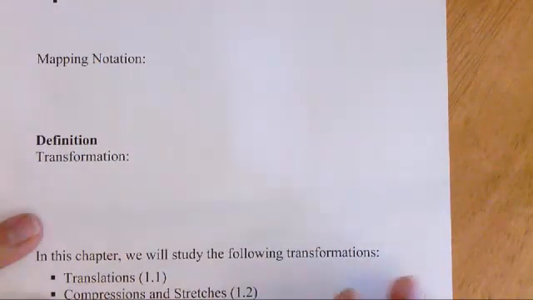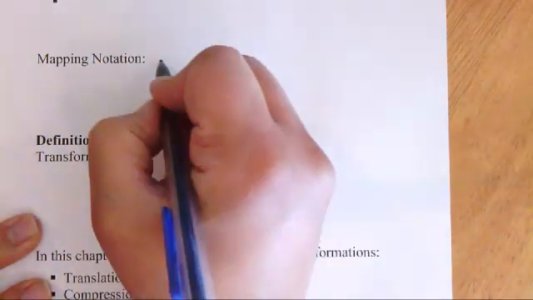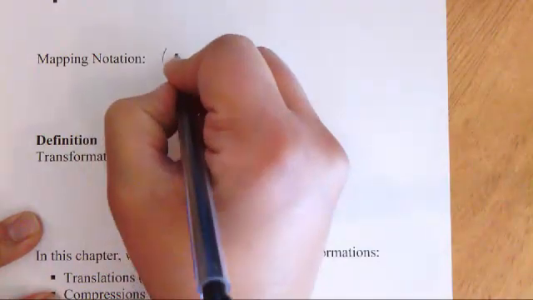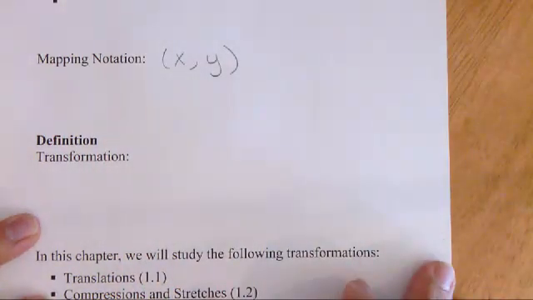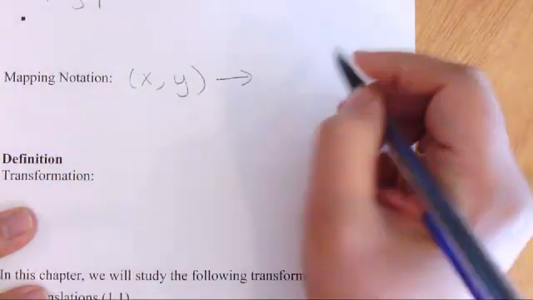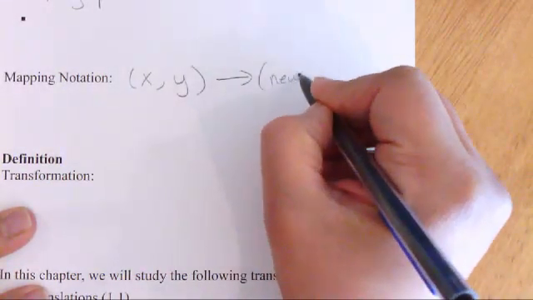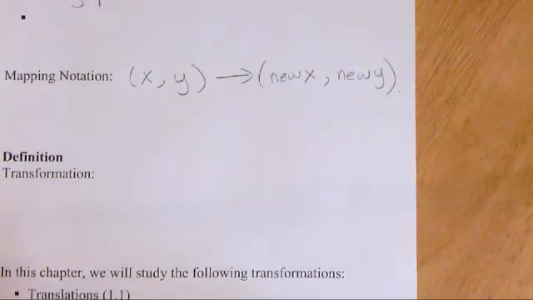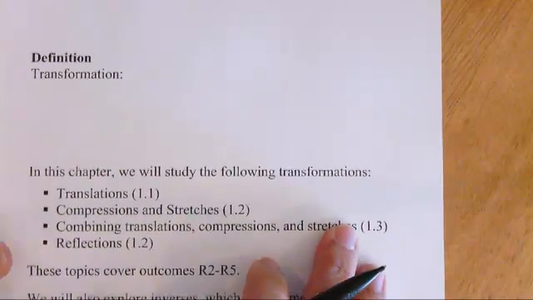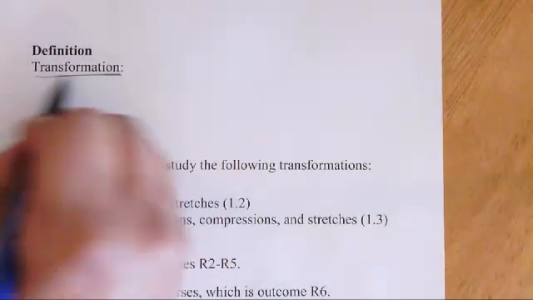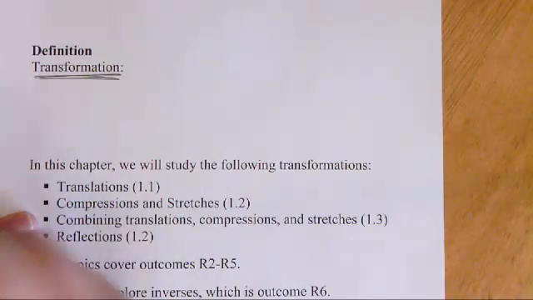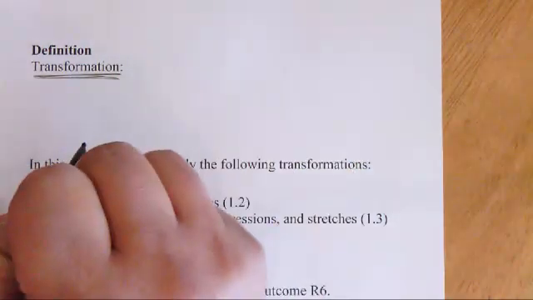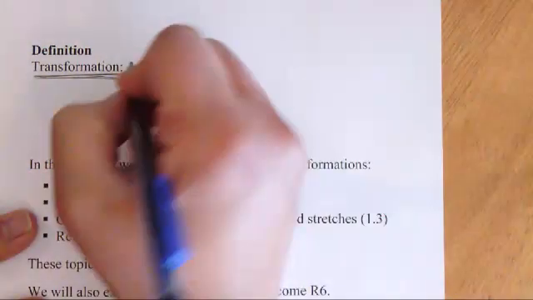New notation that we're going to be looking at is mapping notation. This is where it describes the relationship between the original points and the new points. So let's say, for example, our original points are x comma y, and then this is going to show you the path of how we got to the new x value and the new y value. And for a new definition here, we've got transformation, this is what we're going to be doing. We're going to be transforming graphs.